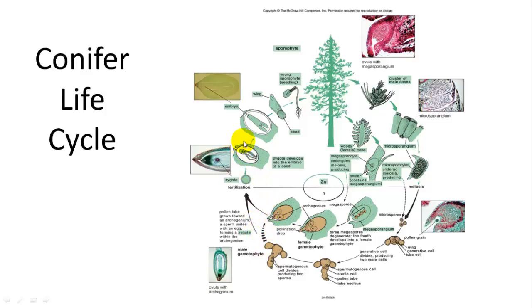Those sperm then go in and fertilize and create a diploid zygote, which then develops into the embryo of a seed. The seed develops some wings, it disperses, and then germinates and goes through mitosis and becomes a big tree, which then creates two types of cones, ones with pollen producing structures, microsporangium, and the other ones with the megaspores, which then go through meiosis to produce microspores, and so forth.